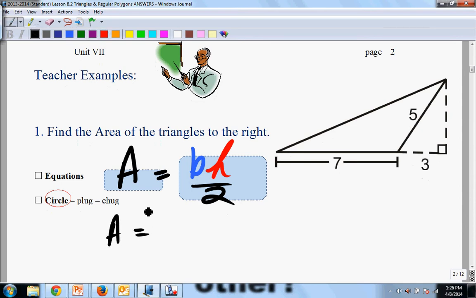So now watch, we go area equals, let's trace our base. Out loud, what's our base? 7. Yeah, it's 7. We don't count that 3 there. That's there to kind of mess with your head. Problem is, do we have the height? No. Put an X there.